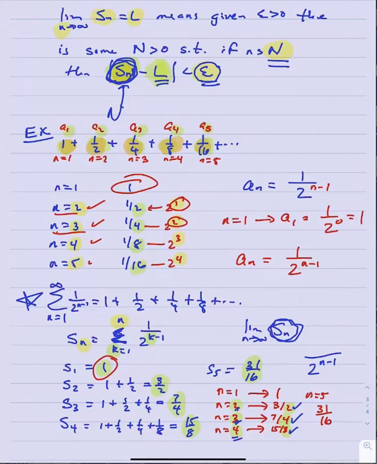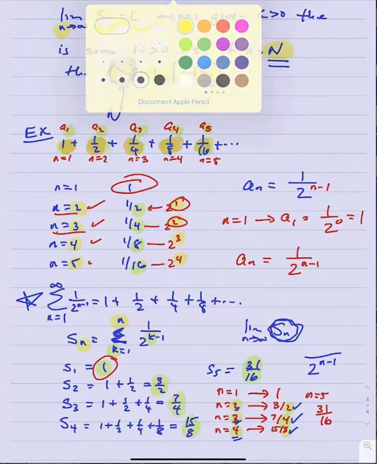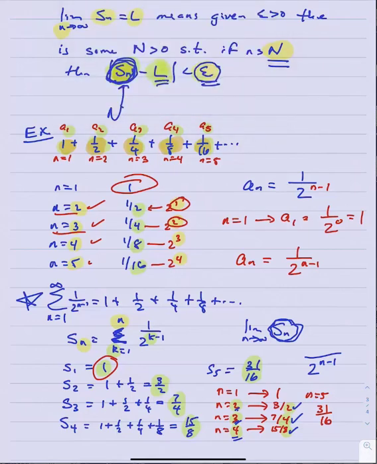Okay, what about the numerator? For that, let me change colors. I'm thinking about what's the connection between n equals 2 and 3, n equals 3 and 7, n equals 4 and 15, n equals 5 and 31.